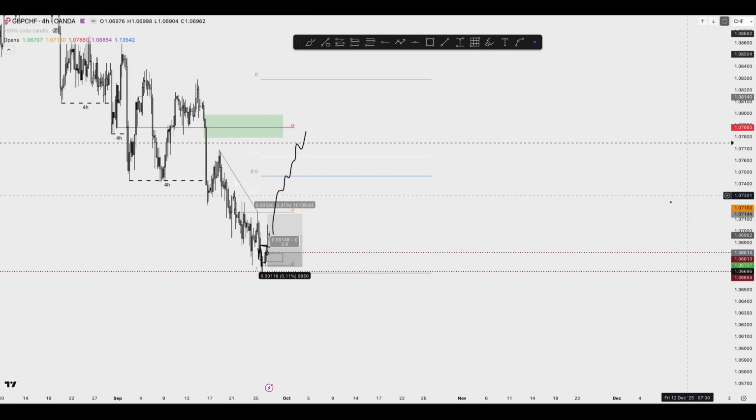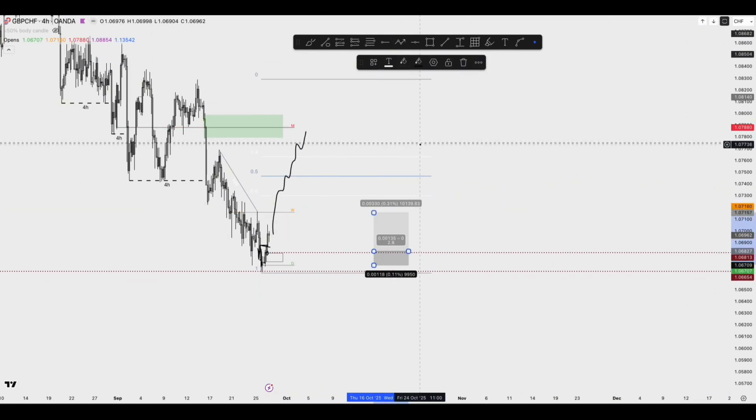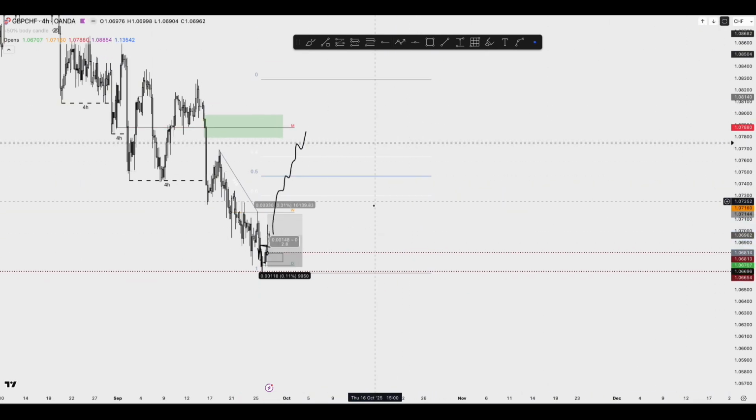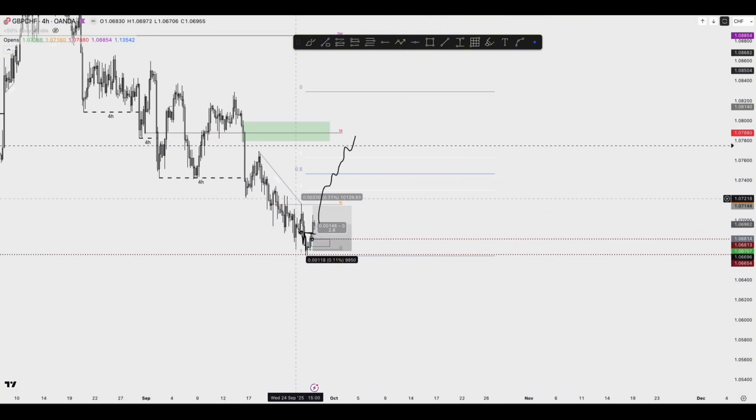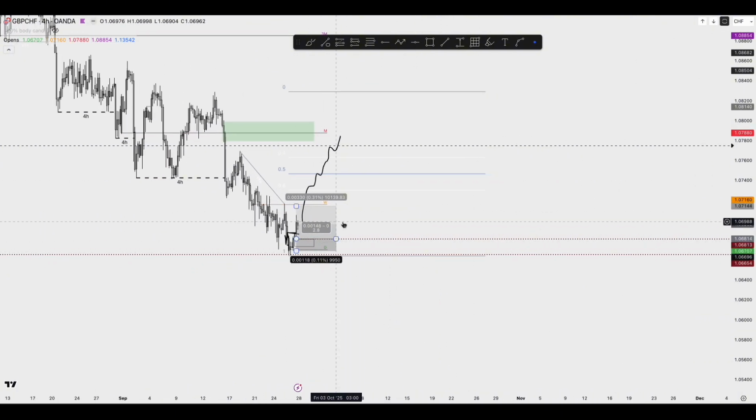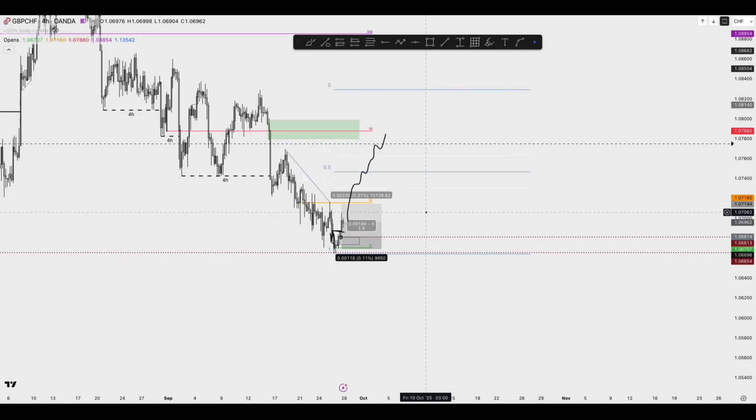Hope that it will head up a little higher into the 50% range, and from here I take a higher probability short. This trade is low probability because it's just a pullback trade, but it's okay for me to take this risk.